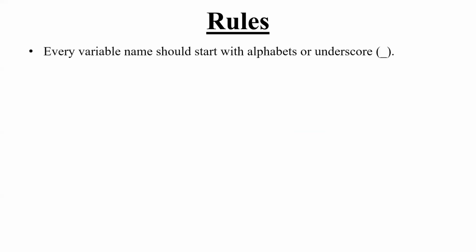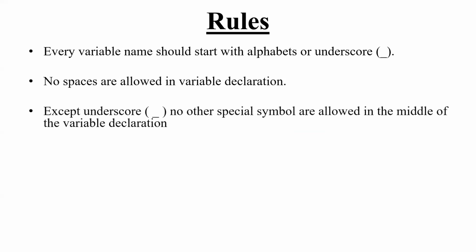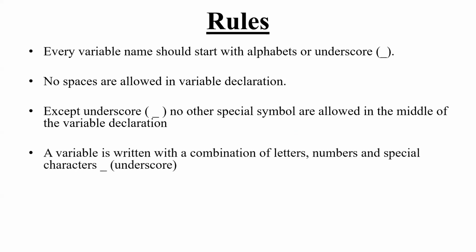Okay, now the rules. Every variable should start with an alphabet or an underscore. No spaces are allowed in the variable declaration. Except underscore, no other special symbols are allowed in the middle of the variable name. A variable is written with a combination of letters, numbers, and the special character underscore. Also, no reserved keywords. Whatever reserved keywords are available in Python, we should not use them.